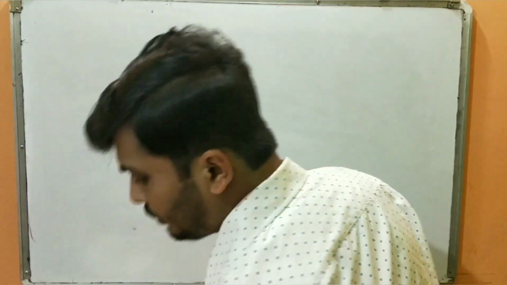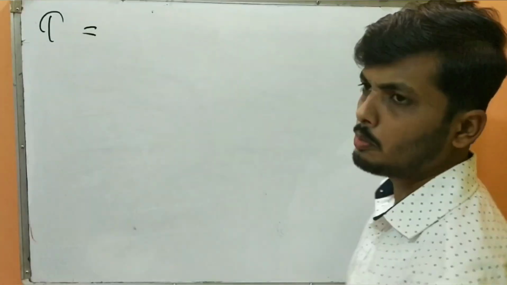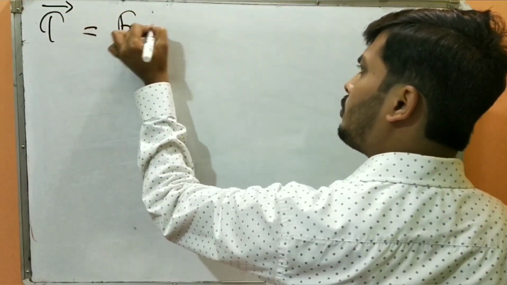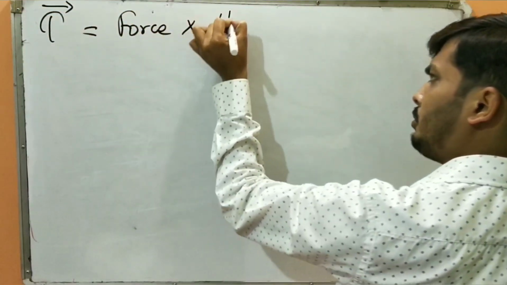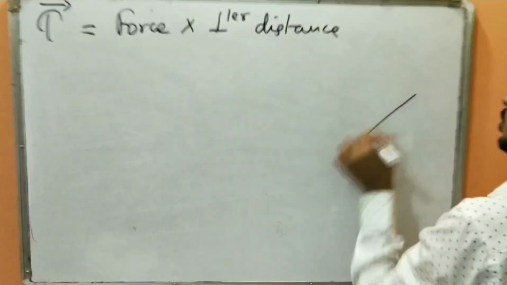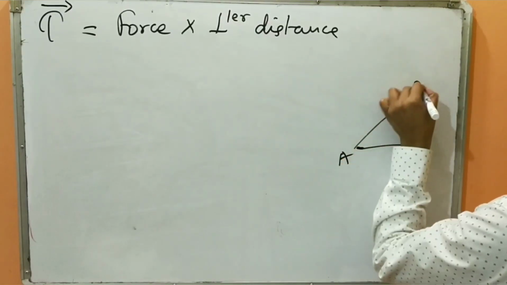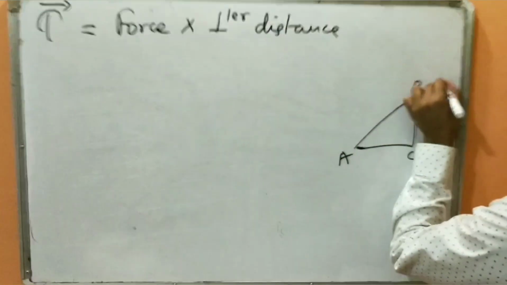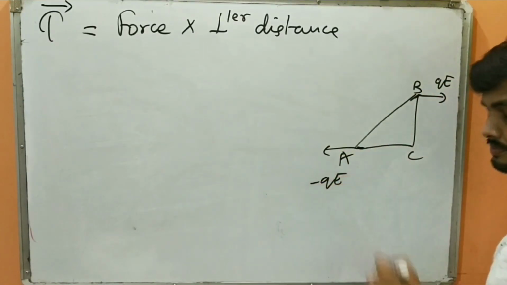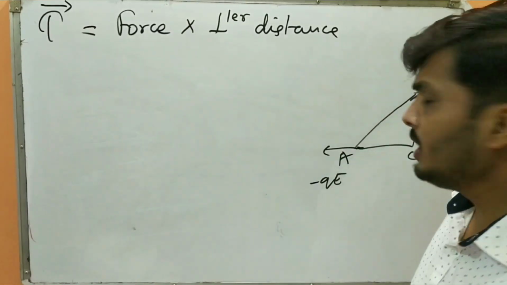Now students, it's a very easy thing. What is torque? Torque is denoted by tau. Tau is again a vector quantity. So torque is nothing but force into perpendicular distance. If you remember this, force into perpendicular distance. So roughly I'll show it. This was A, this was C, and this was B. And the force experienced was in this direction, plus QE or minus QE. Both are opposite in direction but equal in magnitude.